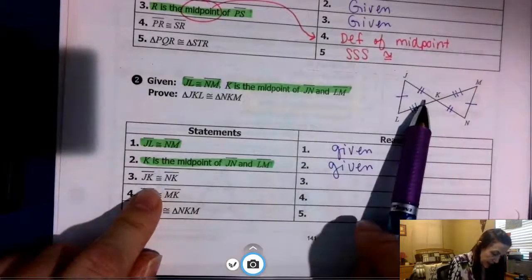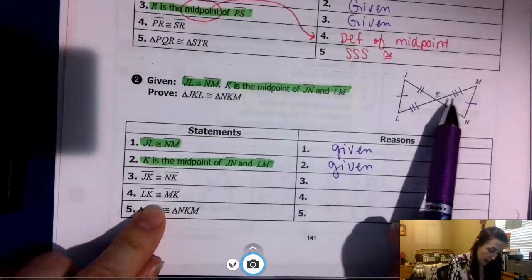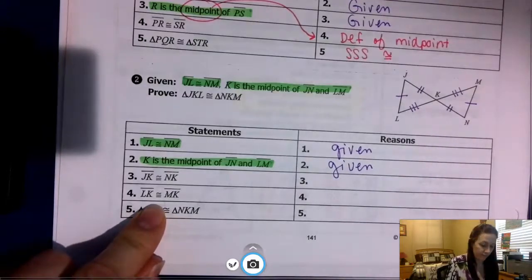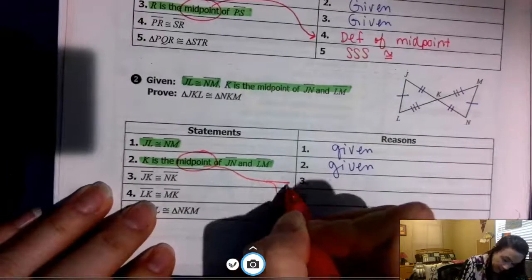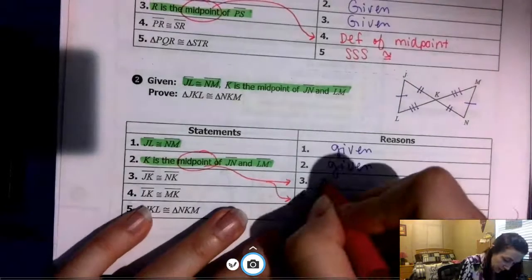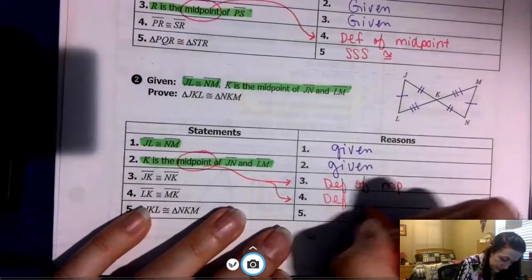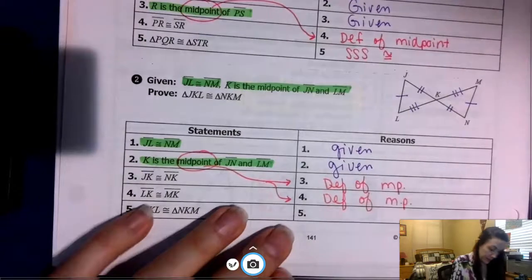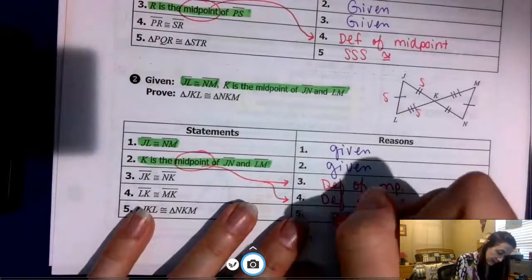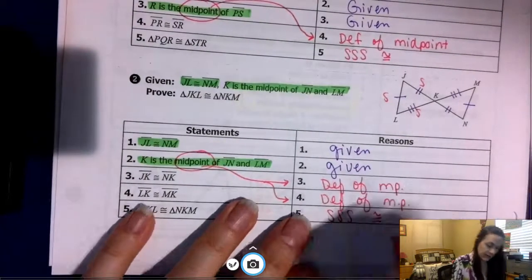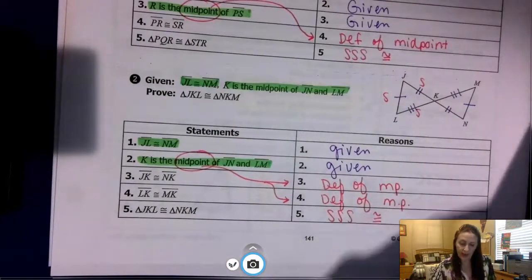So did I just say that JK and NK were equal? And LK and MK were equal? Why did I know that? The reason you knew that is because they told me right here in both of these that this is the definition of a midpoint. They told me there were midpoints, and that's what a midpoint does. Now looking at this, I can see right away that I have side, side, side congruence.